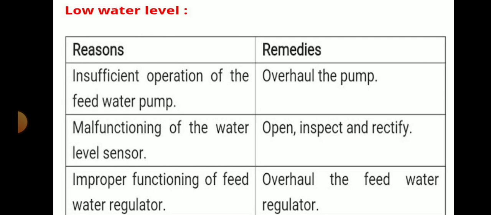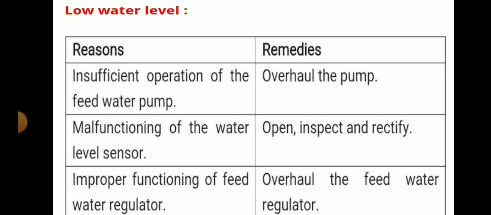Malfunctioning of the water level sensor means you can open, inspect and rectify the water level sensor. Improper functioning of the feed water regulator means you can overhaul the feed water regulator.